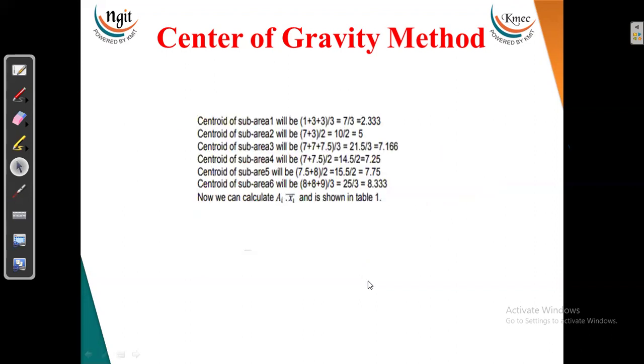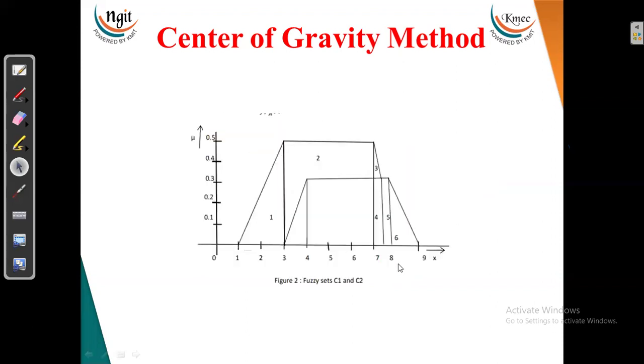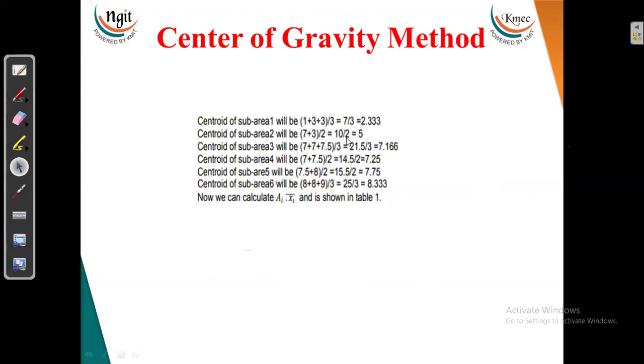So the centroid of 2 is 7 plus 3 by 2. If I take the second value, this centroid value will be 7 plus 3 by 2, divided by 2. So in total it is 2. Okay, so like this we'll calculate the centroid of each area.